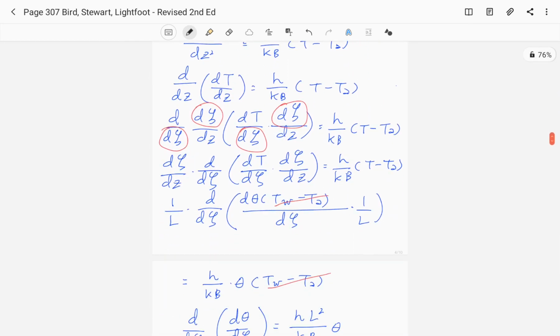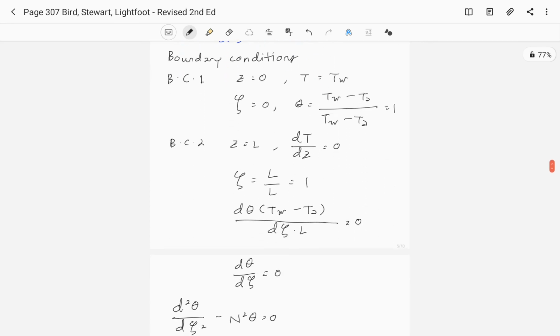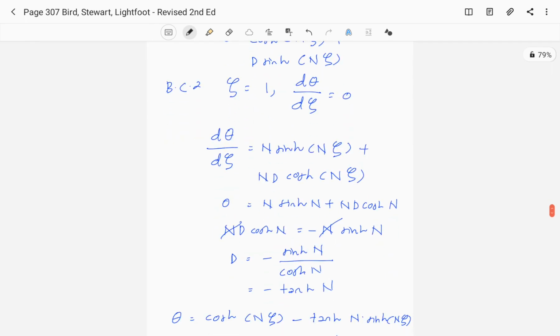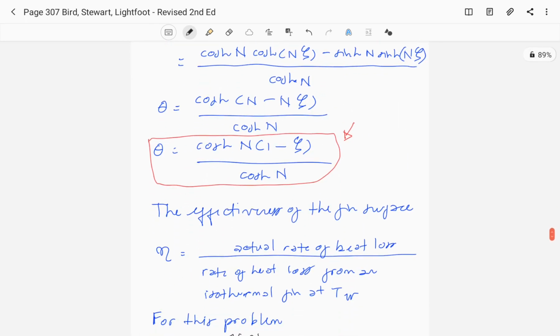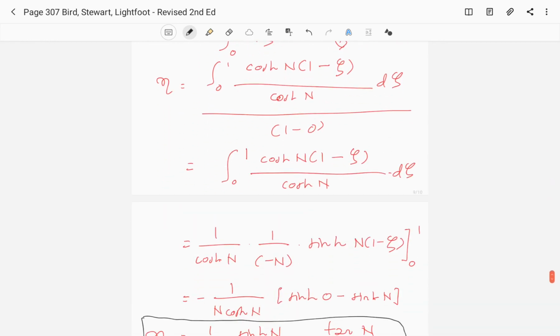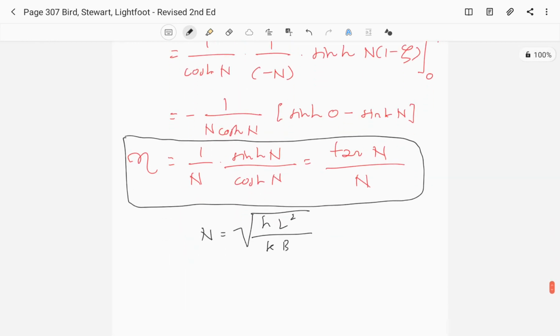Okay. Then we can check in the particular situations of your h, your heat transfer coefficient, the length of your fin, your thermal conductivity, and also the thickness of your fin, then how your fin will perform.